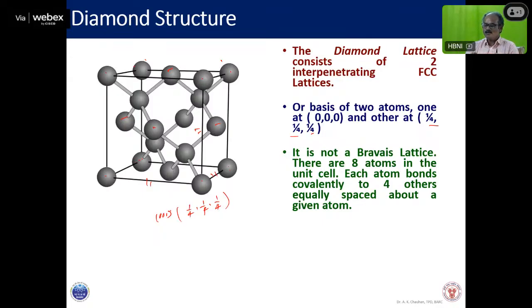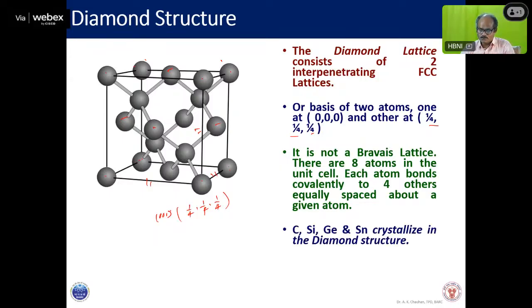You don't have to think too much. A very simple way: just have two identical FCC structures. Insert one FCC structure into another in such a way that the corner of one structure and the corner of the other are just apart diagonally by 1 by 4, 1 by 4, 1 by 4, or A by 4, A by 4, A by 4 distance.